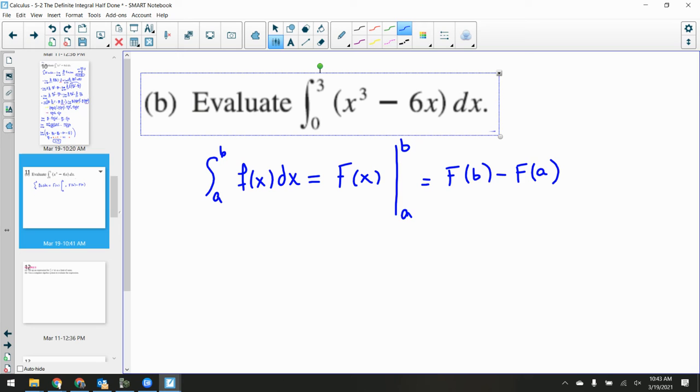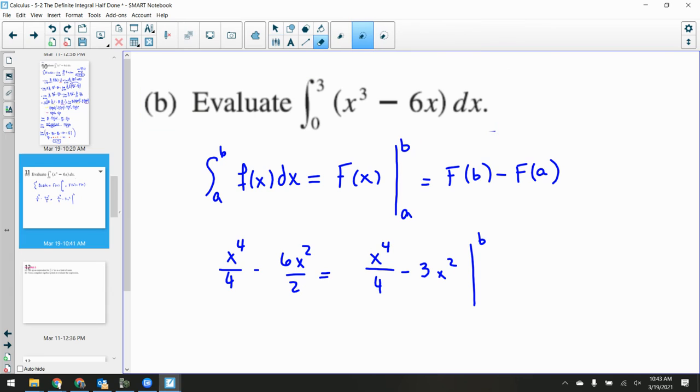What's the antiderivative here? X to the 4th over 4 minus 6x squared over 2 plus a constant, right? You don't worry about the constant. Okay, so that's really going to equal x to the 4th over 4 minus 3x squared from a to b. And b is 3, and a is 0.